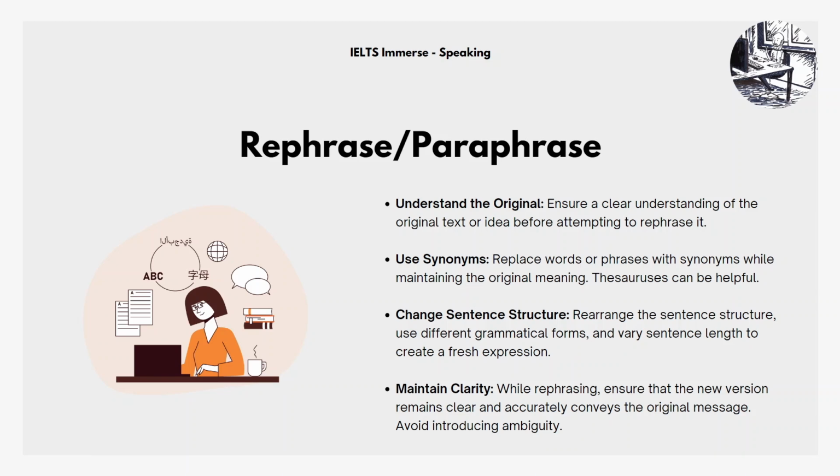So we're going to look at rephrase, paraphrase. So what does this mean? Well, first of all, you need to understand the original. So you have to understand what you are rephrasing and paraphrasing, because what you're getting is a text, and in IELTS case, probably a question, and you're rewording that question. So you're rephrasing it, you're using different words, but you're essentially saying the same thing.